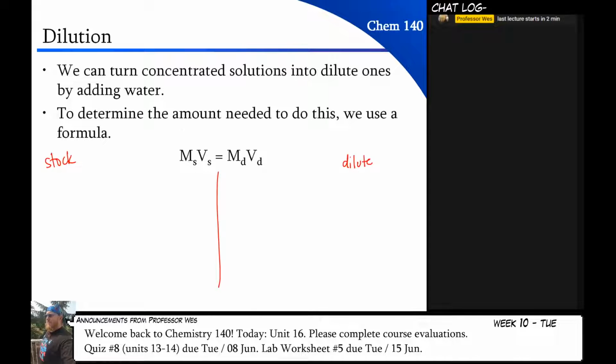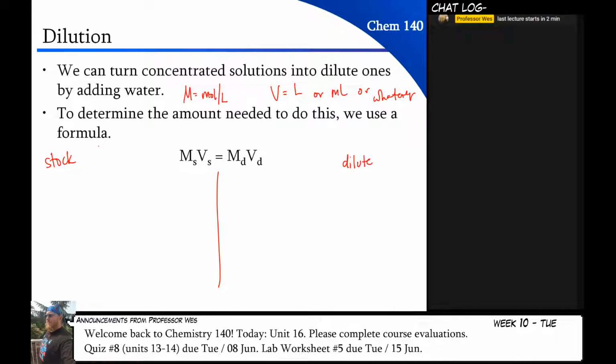So M is always a molarity, and V is always a volume, and the volume can be whatever you want it to be, believe it or not. You might think, well, wait a second, that's not going to cancel out with molarity. But that's actually not the point of this equation, and you'll see that in a second.